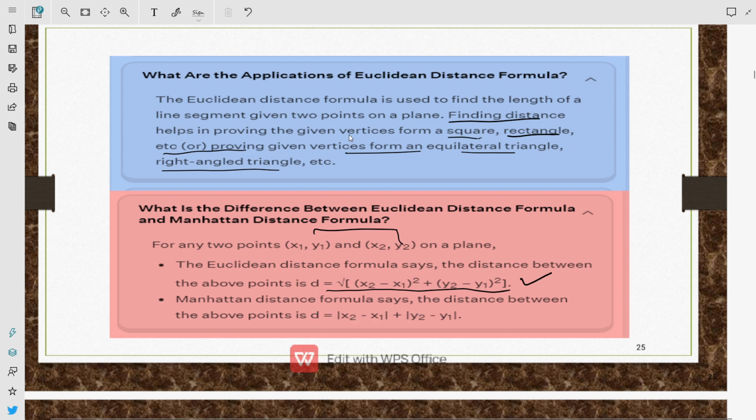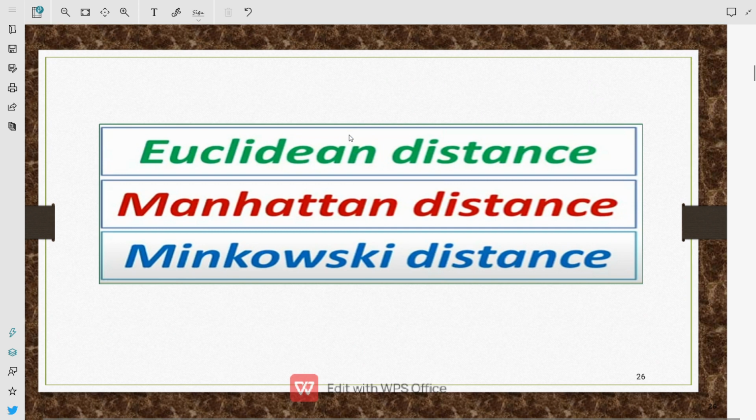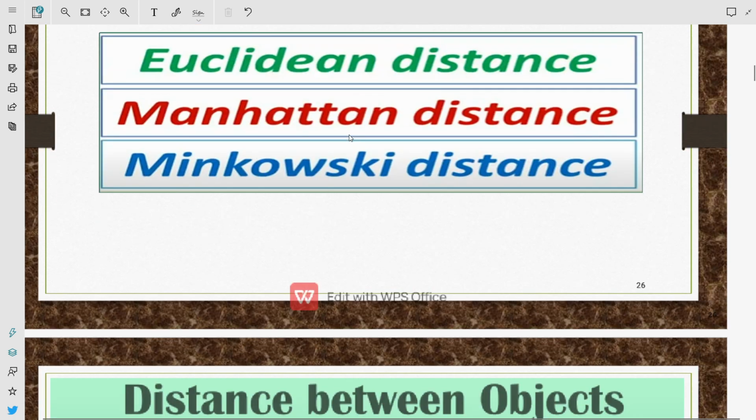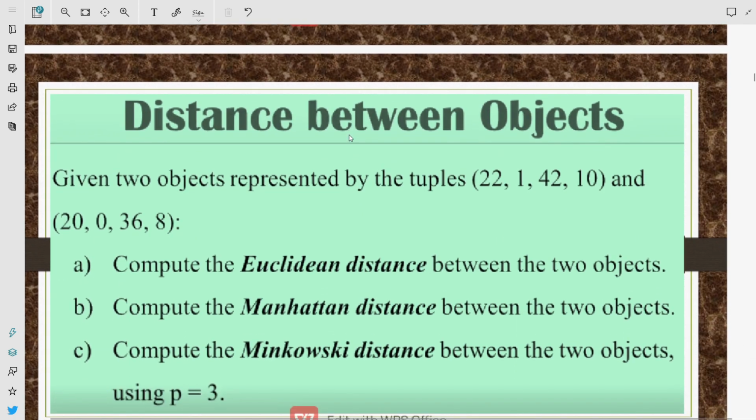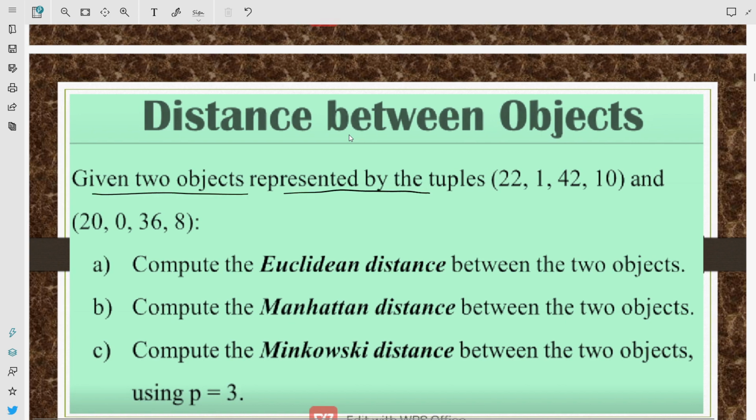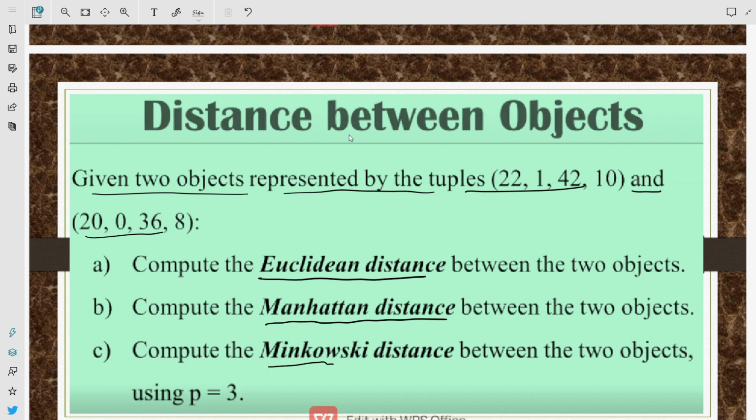Please try to make a note of it and go through it once, so you will be able to understand. Now we'll go through the formulas as well as the problems using the Euclidean distance, Manhattan distance and Minkowski distance. So, distance between the objects. Here they are given two vectors, that is two tuples, and we have to compute the Euclidean distance, the Manhattan distance, and the Minkowski distance.